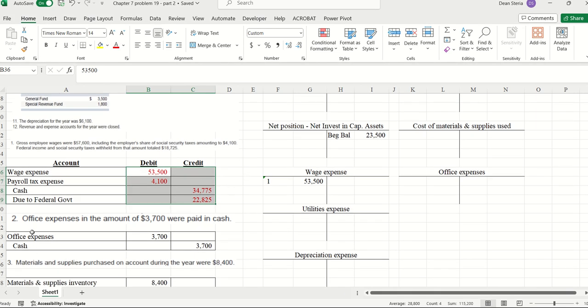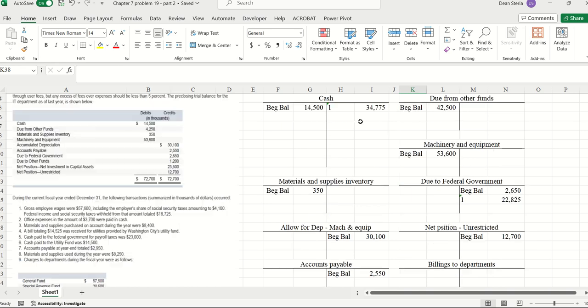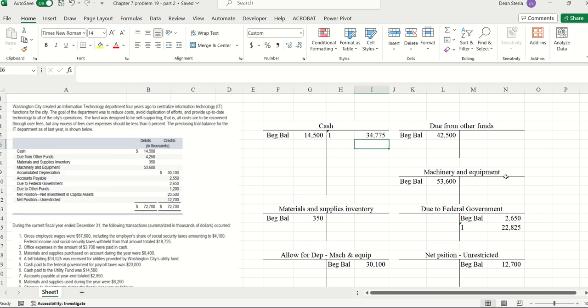So now we have office expense and cash. Office expense was debited for 3,700, and this is journal 2. And then cash for 3,700, and that was entry 2.